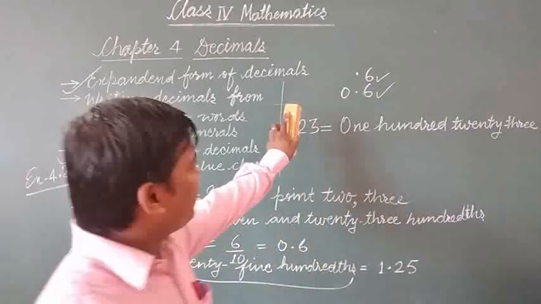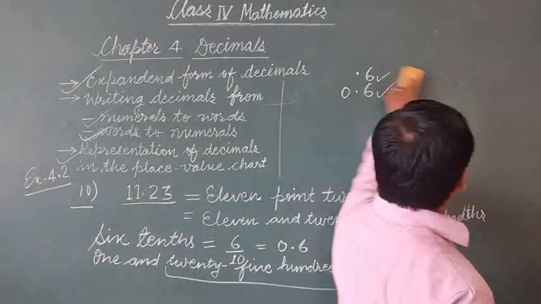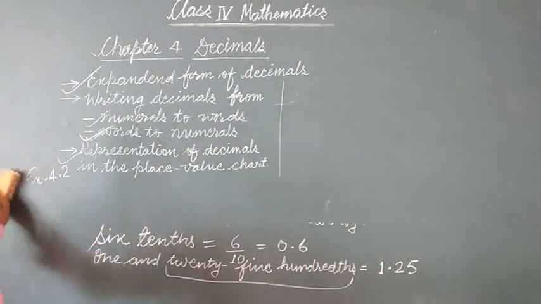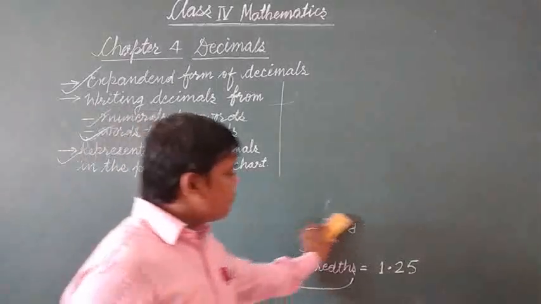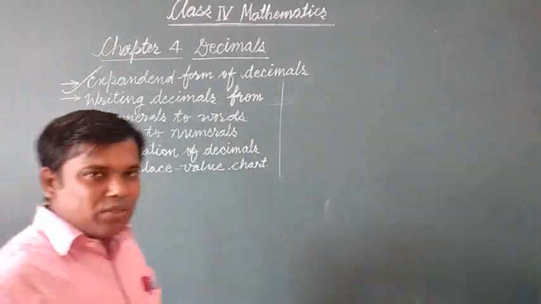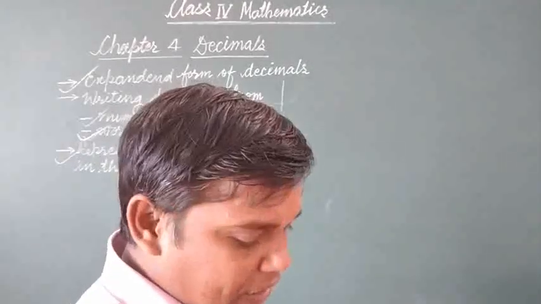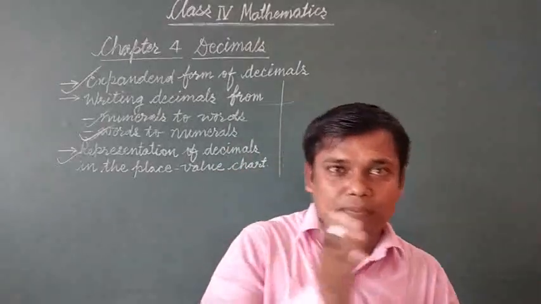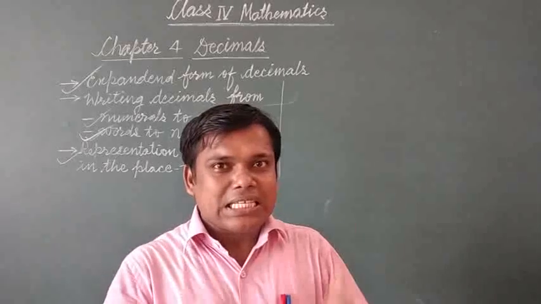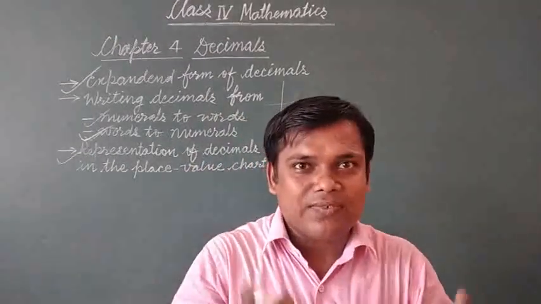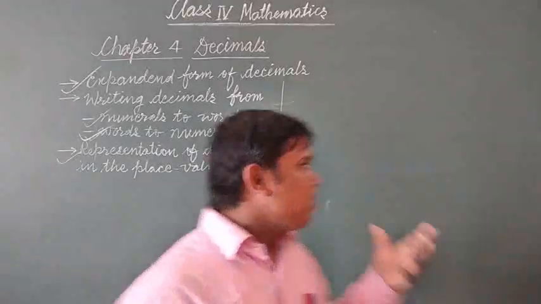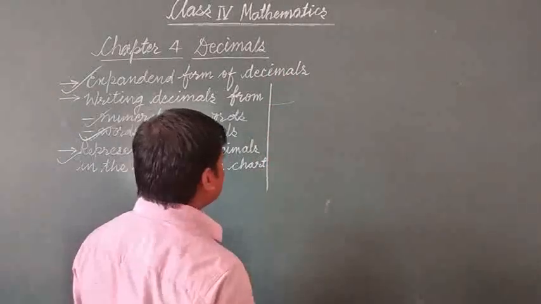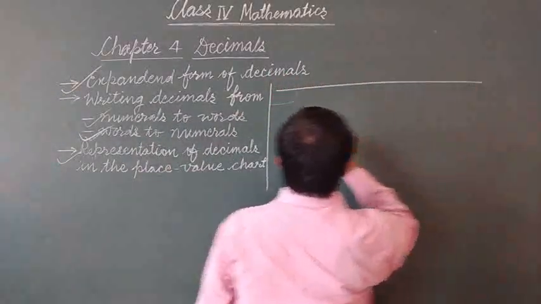Let us try to understand with the help of an example. You have already studied in chapter 1 representation of numbers in a place value chart. But here we are going to learn about decimal numbers. Suppose a decimal number is given, then how will you represent it in the place value chart, so that it can help you to write the place value of a digit? Yes. So I am drawing the place value chart. Try to understand. You have already studied about it.